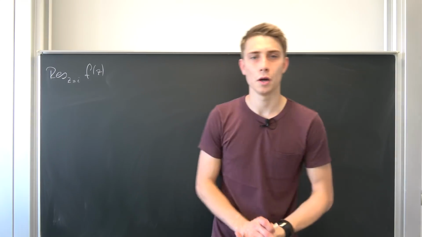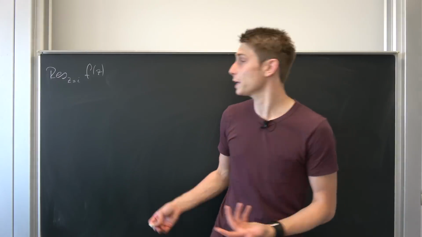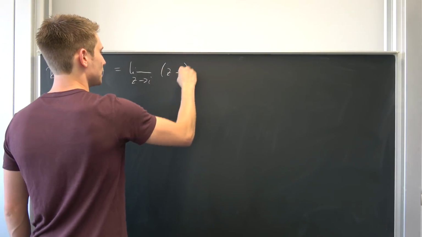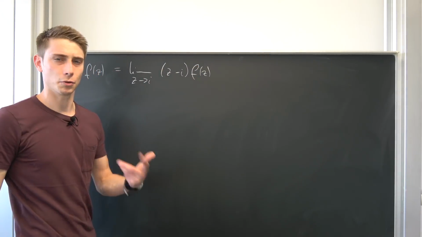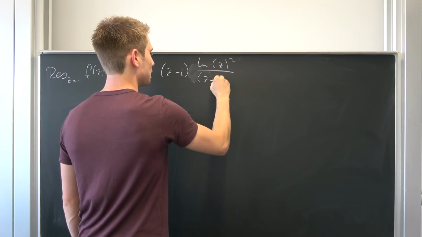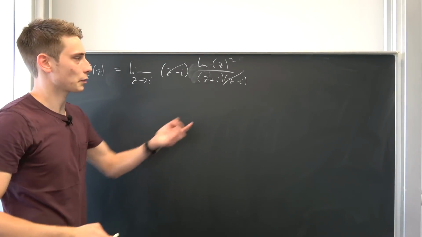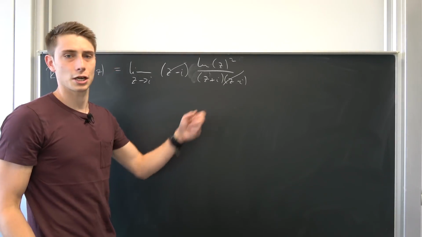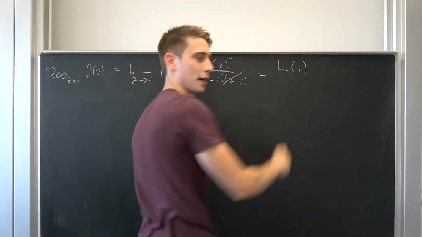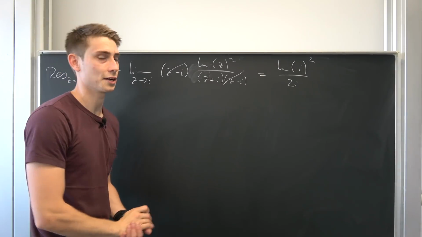You might ask yourself now, what the hell is the residue at the point z being equal to i? Well, we are going to do nothing but apply the limit when z approaches i to z minus i times f of z. But what exactly is f of z? It's nothing but the natural log of z squared over z plus i times z minus i. And you see this is going to cancel out quite nicely. That's why we factored it in the first place. And well, now we can just apply the limit without any complications. So we have the natural log of i, squared over 2 times i, because i plus i is just 2 times i.